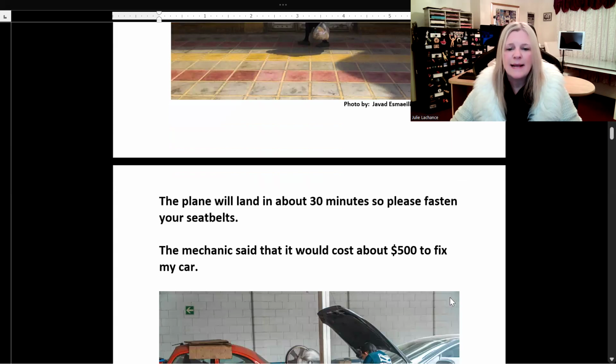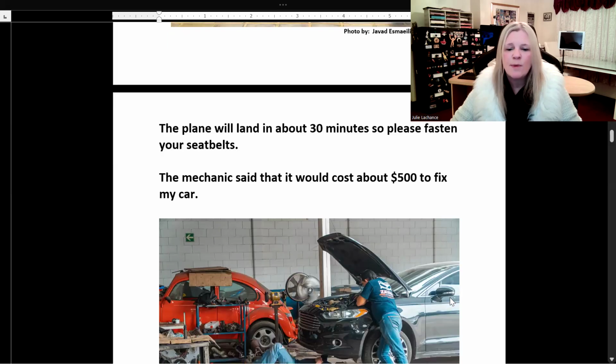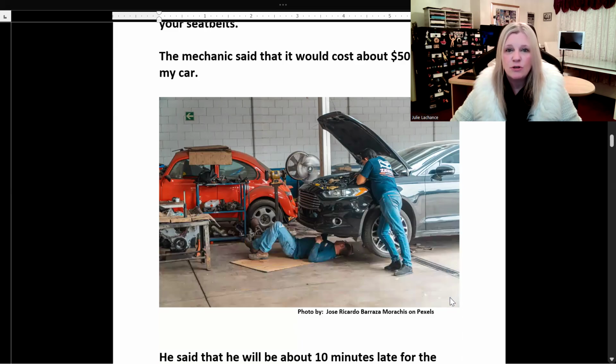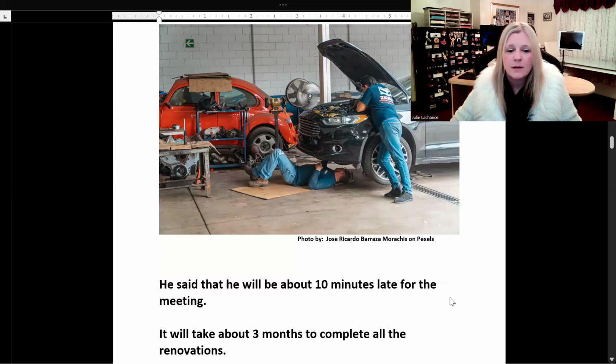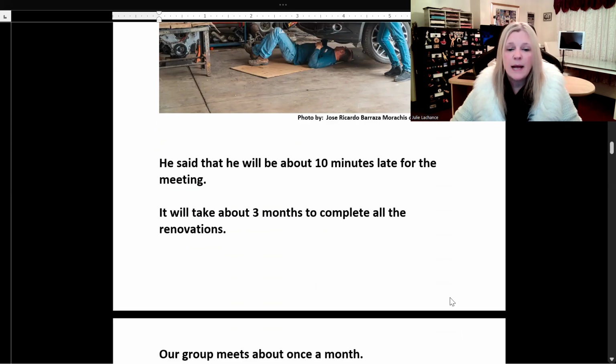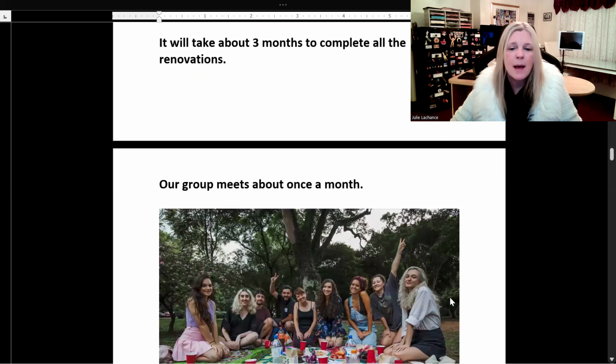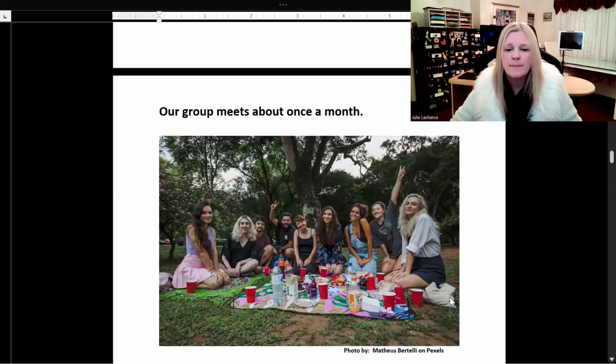The plane will land in about 30 minutes. So please fasten your seatbelts. The mechanic said that it would cost about $500 to fix my car. Oh no, $500, that's a lot of money. He said that he will be about 10 minutes late for the meeting. It will take about 3 months to complete all the renovations. Our group meets about once a month.